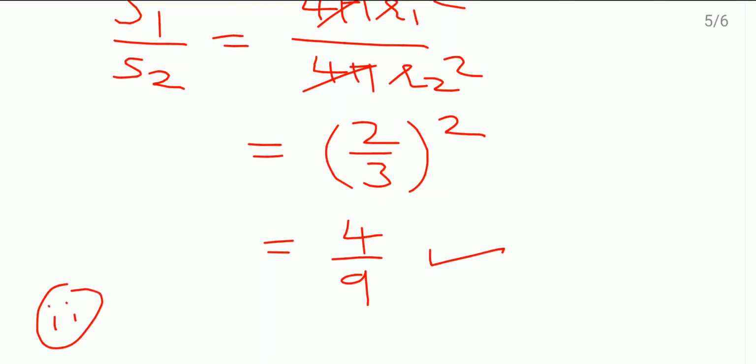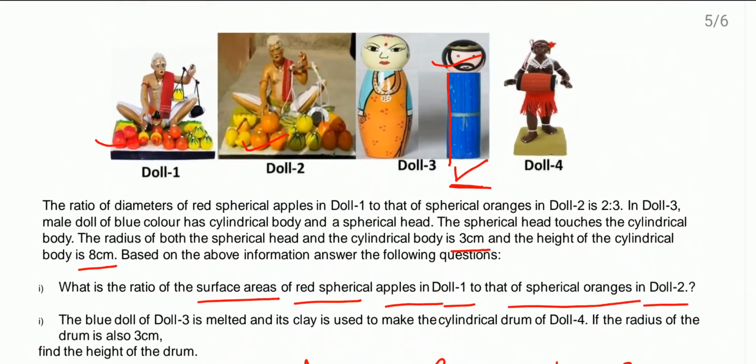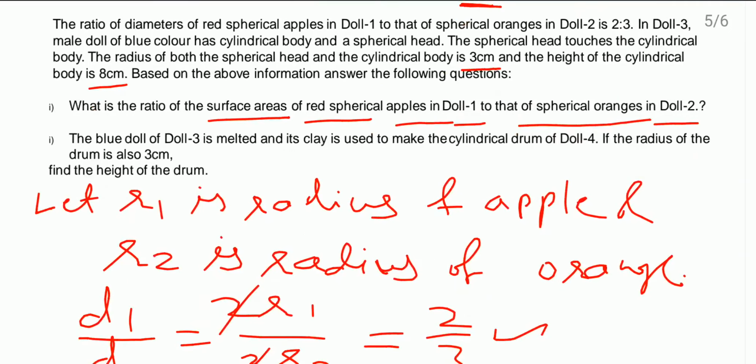What they said, from the blue colored doll, they have made the drum which is there in the fourth doll. That means the volume of the drum is equal to the volume of the blue colored doll. So the volume of the blue colored doll means what comes into that? Cylinder and the spherical portion. Just have a look here. Look at this one. Correct? The volume of this drum is equal to the volume of this cylindrical portion plus this spherical portion. Correct? So here I'll write it down.